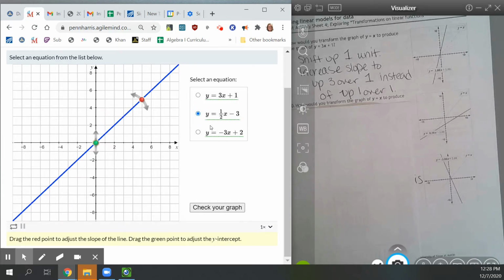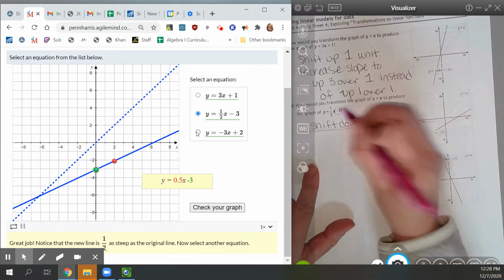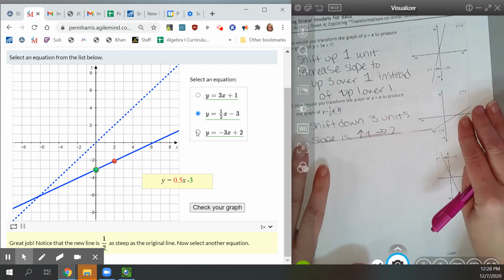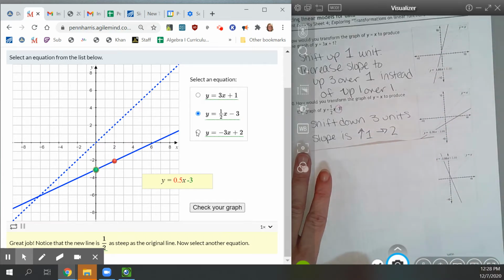This would be 1/2 x minus 3. First thing I'm going to do, instead of up 1 over 1, I'm going to go up 1 over 2. And then my y-intercept is -3. 1, 2, 3. And let's check it. Yay! What did we do? I shifted down 3 units from my y-intercept. And then my slope was up 1 over 2.